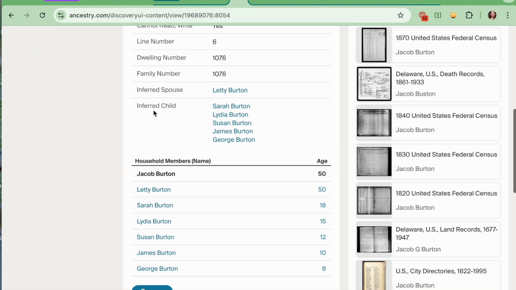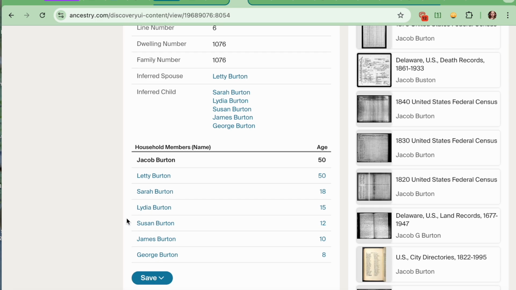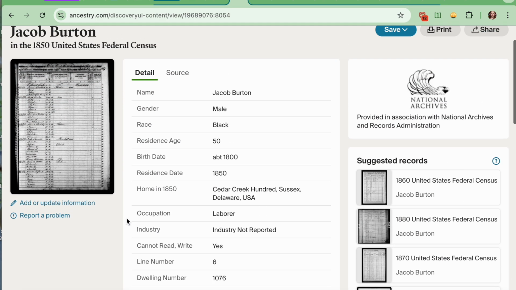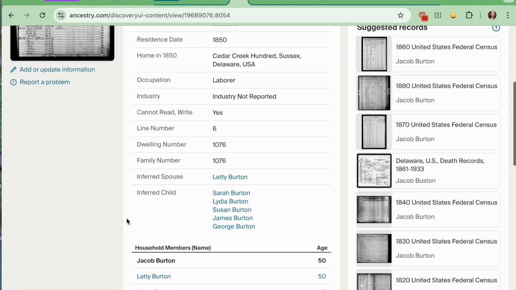And here he is with a wife, Letty. I wasn't concerned that it had a different wife, because this is a very common occurrence. They'd have one wife earlier on, and then she would die and he would remarry, so you'd see a different wife later. So at this point I'm like, yeah, this is definitely the same person. Here's the kids listed: Sarah, Lydia, Susan, James, and George. Now this is an 1850 census, you'll notice, which means because he was black in 1850, that this was a free family living in Delaware.